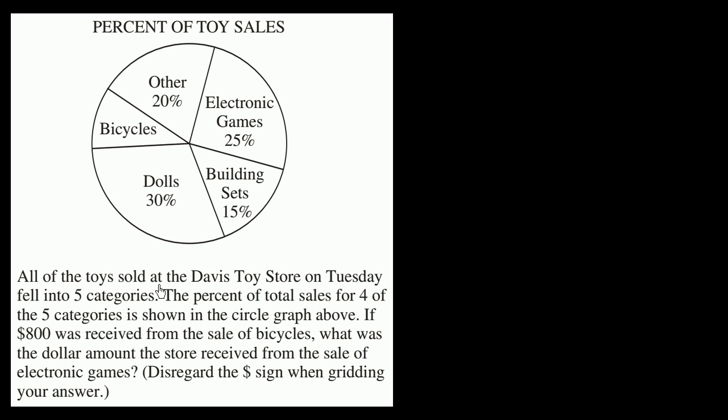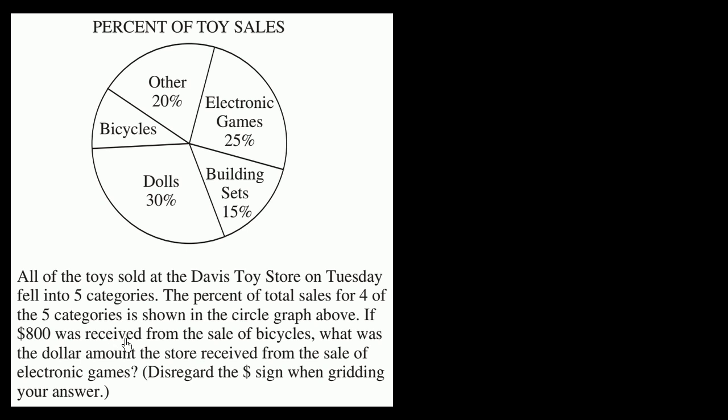All of the toys sold at the Davis Toy Store on Tuesday fell into 5 categories. It looks like this: 1, 2, 3, 4, 5. The percent of total sales for 4 of the 5 categories is shown in the circle graph above. They gave it for dolls, building sets, electronic games, and other. They haven't given us the percentage for bicycles.